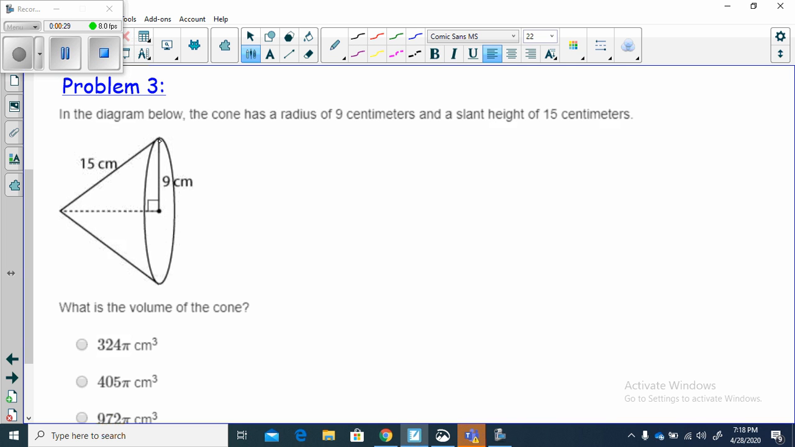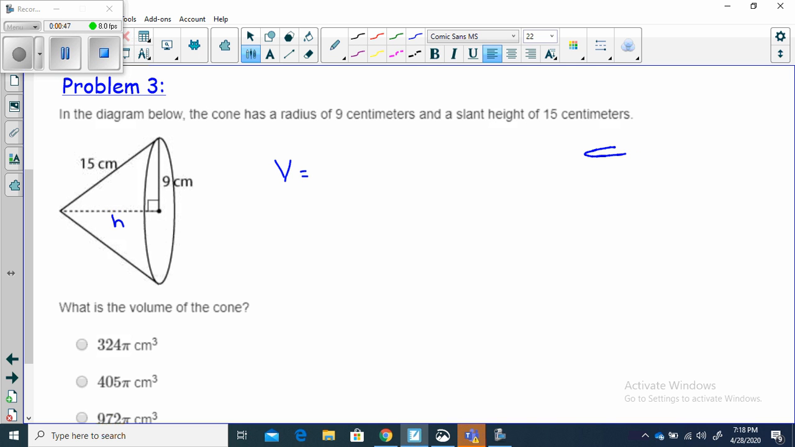See, halfway across the circle is 9, and a slant height of 15. Here's the height here. That's not the actual height. The actual height of the cone is right here, from the tippy top down to the center of the bottom. They want the volume of the cone. We know the volume of a cone.